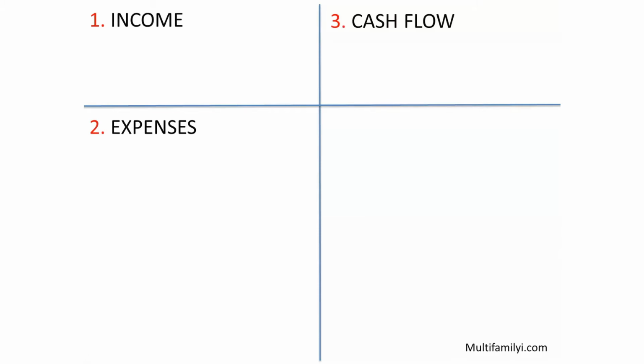We're going to throw a little 4 quadrant up on the screen for you. It's going to be something similar to this, but we'll get that going for you. So you have the 4 quadrants, the first one being income, the second one being the expenses, the third one being cash flow, and then the last quadrant being the return on investment, cash on cash return.